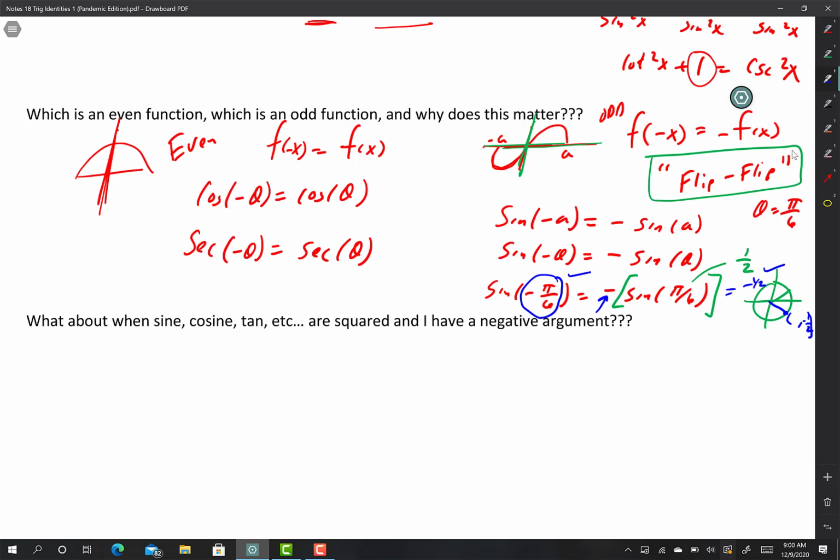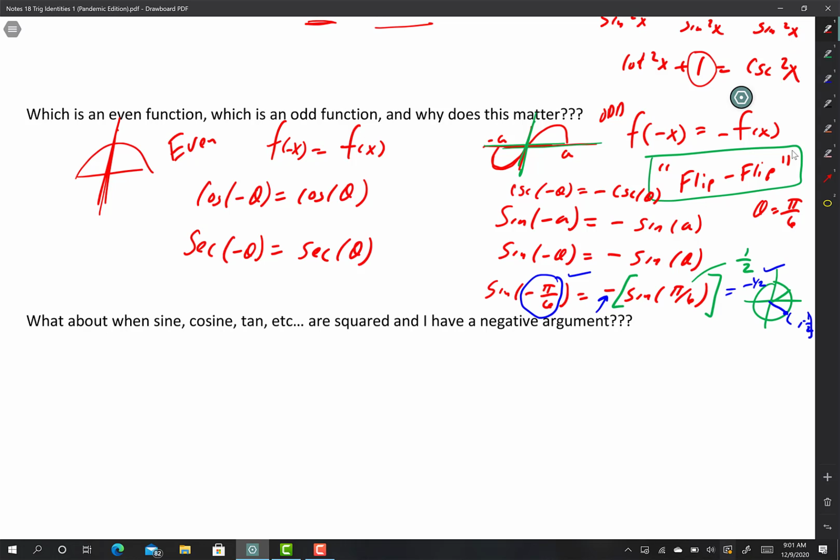Now, if sine is odd, that means its reciprocal is also odd. So what's the reciprocal of sine? Cosecant. So I'm going to write it right here, guys. Cosecant of negative theta is equivalent to negative cosecant of theta.